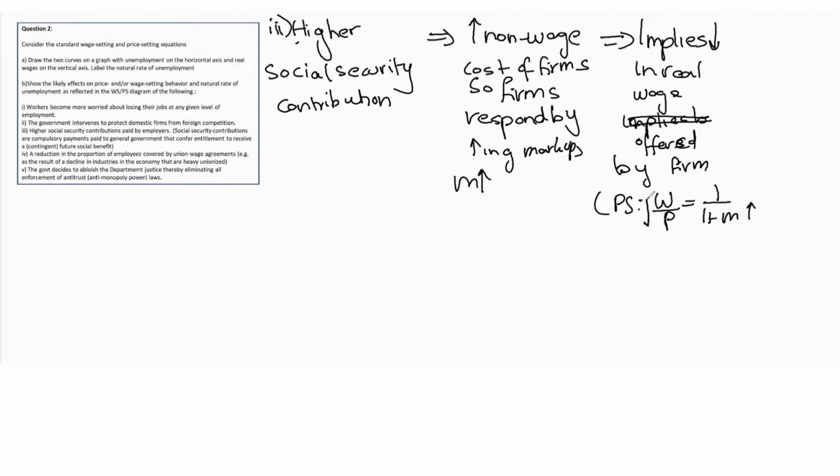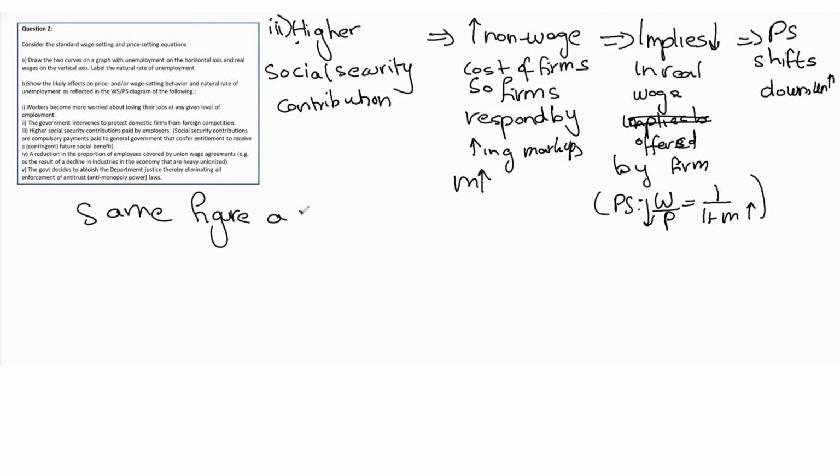Here as M increases on the right hand side, the real wage they're willing to pay goes down, and this will cause the PS curve to shift down. And as we saw, this causes UN to increase. So it's the same figure as B, the second part. So from B second and third part, we're seeing that changes in markup shift the price setting curve, and this change in markup can be due to changes in competition, which influences the market power, or due to changes in non-wage cost of firms. Either way, the markup could change and shift the PS curve.